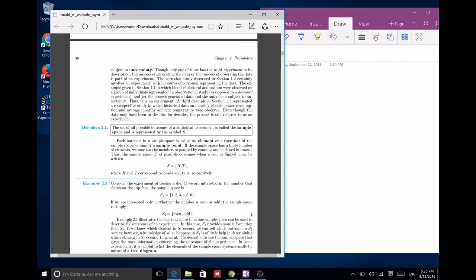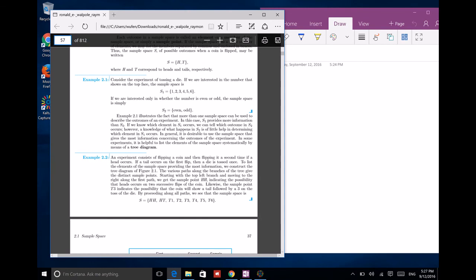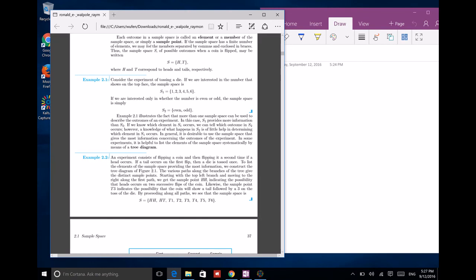outcomes. For example, if you flip a coin, you're going to have two possible outcomes, head or tail. And if you roll a die, you have six sides, so all the possible outcomes are 1, 2, 3, 4, 5, 6. Six points. And if we're only interested in whether the number is even or odd, the sample space of even is going to be 2, 4, 6.